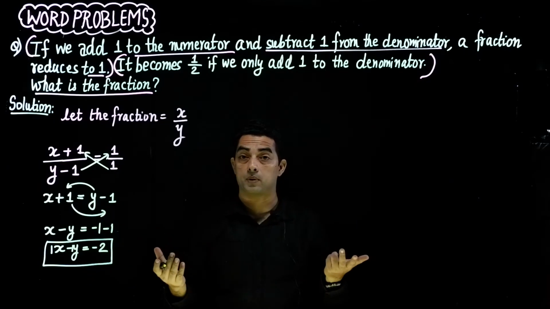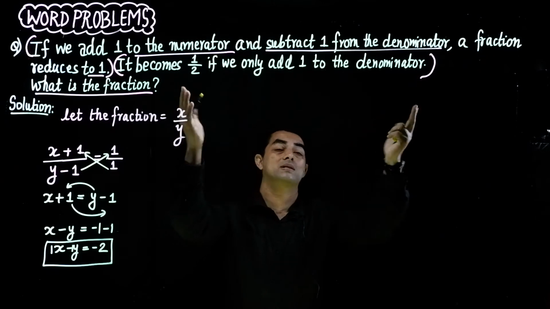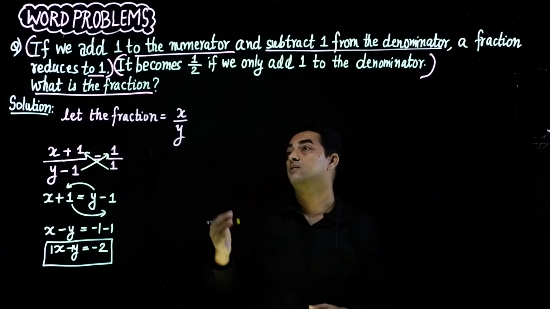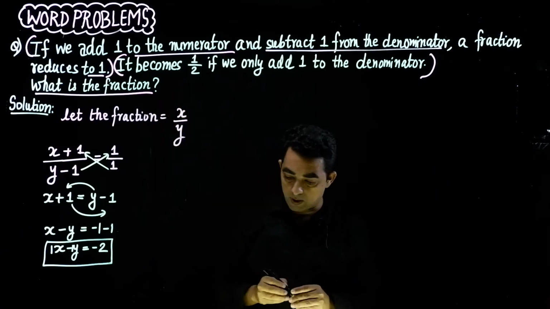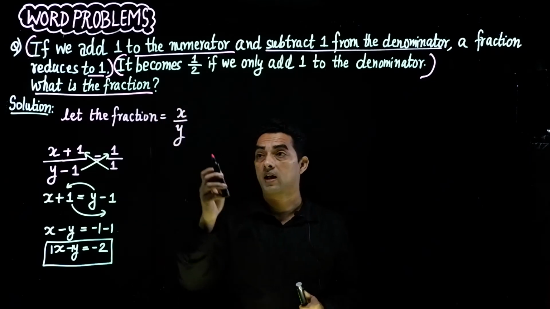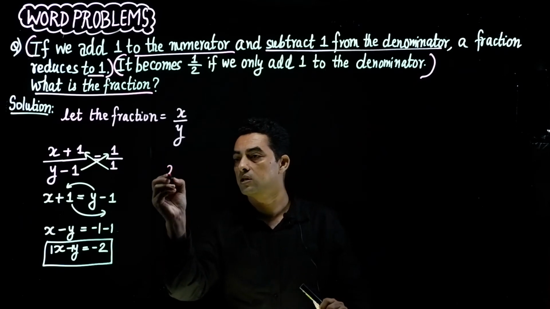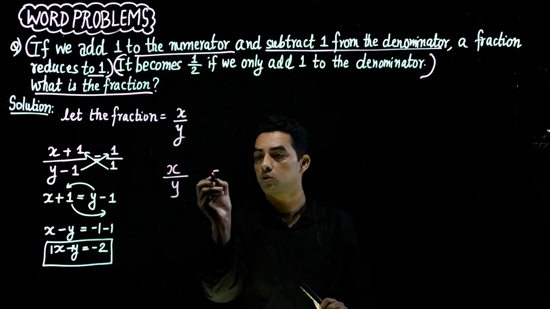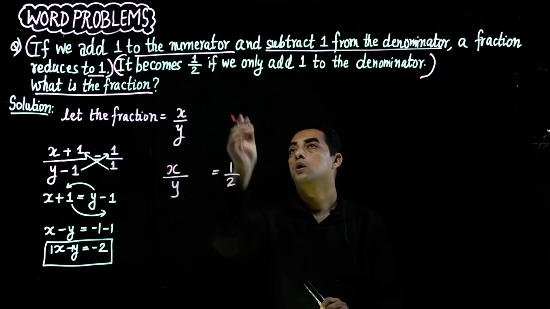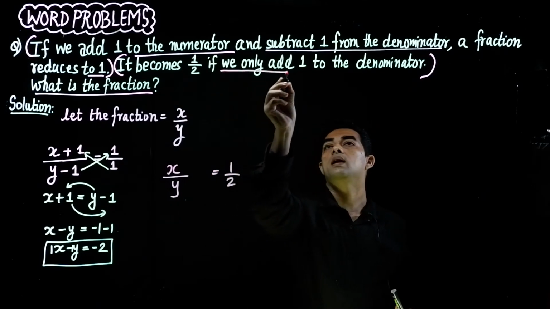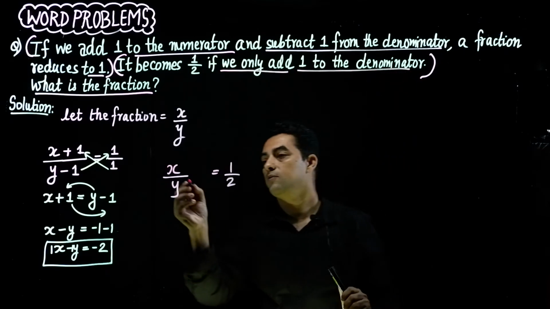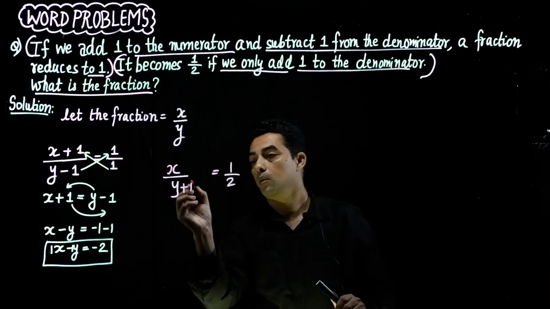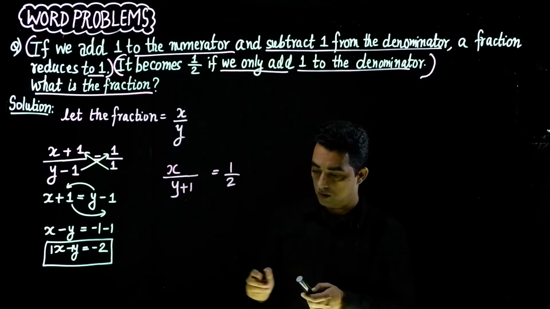Now our work is simple. We need to do the same thing with the second half of the question to arrive at one more equation. Let's read that. It becomes means what becomes? Our fraction. So let's write the fraction again. This is our fraction, and the fraction becomes 1 over 2. How? If we only add 1 to the denominator, we don't have to do anything to the numerator, just add 1 to the denominator.